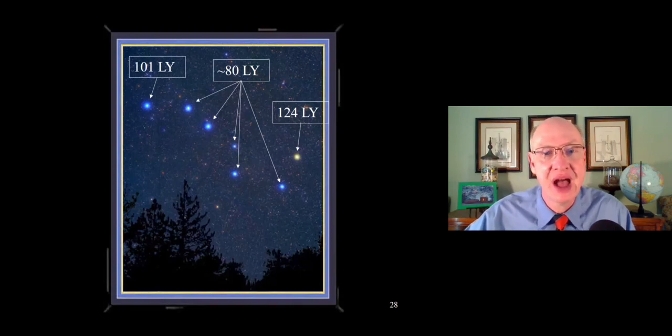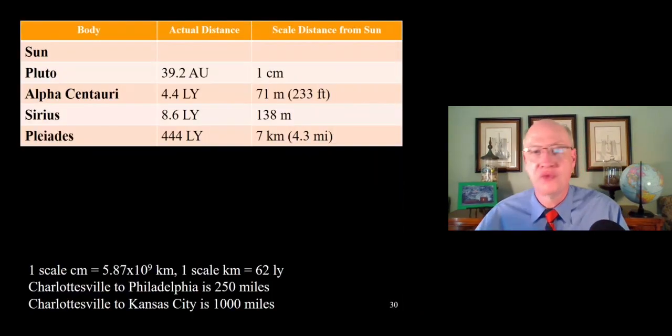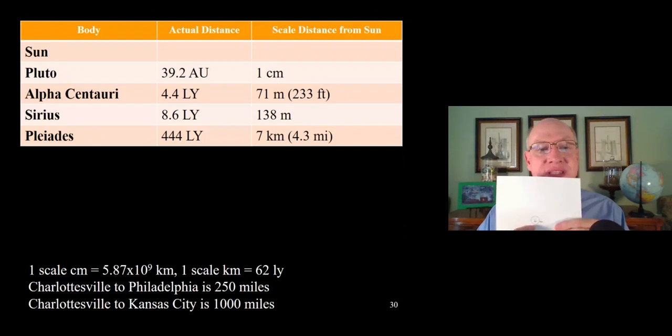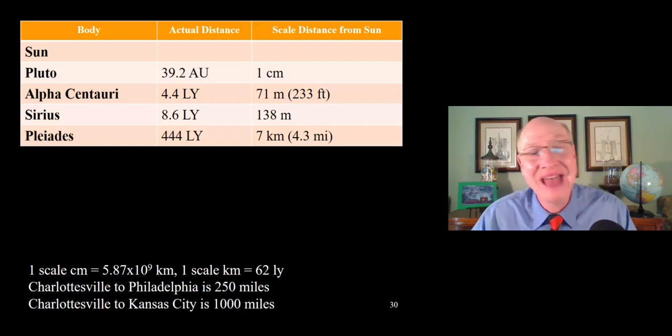Other interesting objects in our night sky are the Pleiades, the 7 sisters, a beautiful little cluster of stars that is visible in the winter sky, and its distance is 444 light years away. On our little scale model, where the distance from the sun to Pluto is just 1 centimeter, the Pleiades are about 4.3 miles, or about 7 kilometers away. And the Pleiades, in terms of our whole Milky Way galaxy, are our next door neighbor.